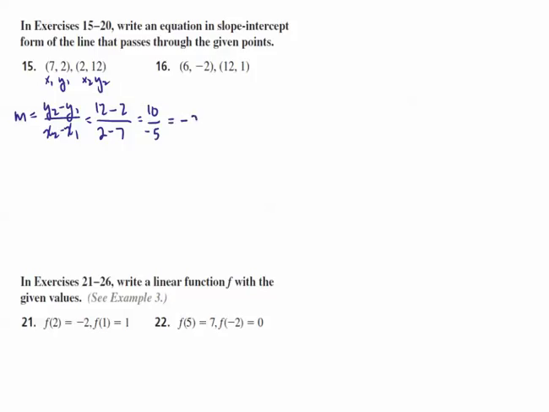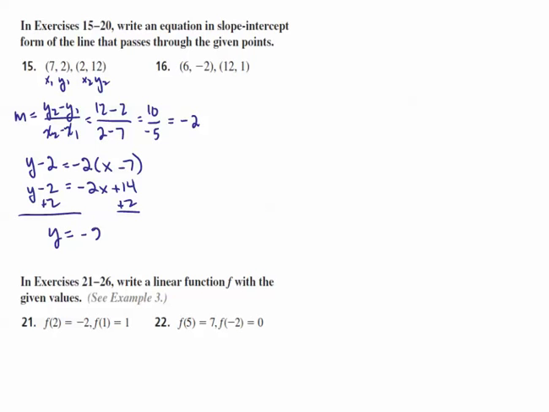of negative 2. And we plug in any point, so we'll use the x1, y1, y minus 2 is equal to negative 2 times x minus 7. We're going to distribute and simplify, negative 2x plus 14, y minus 2. Adding 2 to both sides is going to give me y is equal to negative 2x plus 16, and we are done with that one.